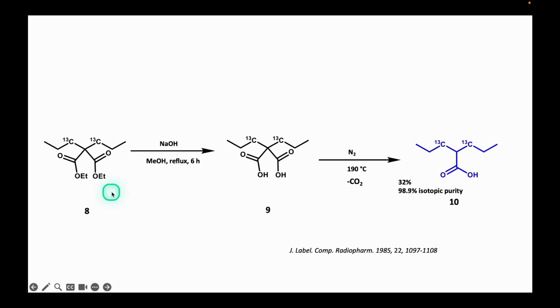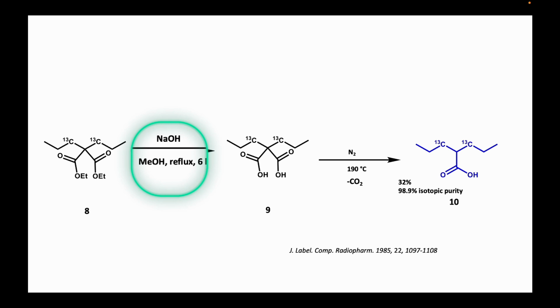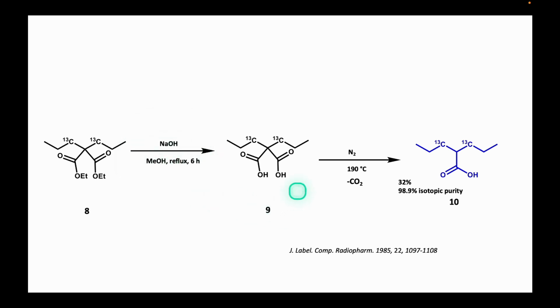The basic hydrolysis of 8 with sodium hydroxide generates the substituted malonic acid 9. The heating of the diacid causes the monodecarboxylation to synthesize valproic acid, with an overall yield of 32% and an isotopic purity close to 99%.